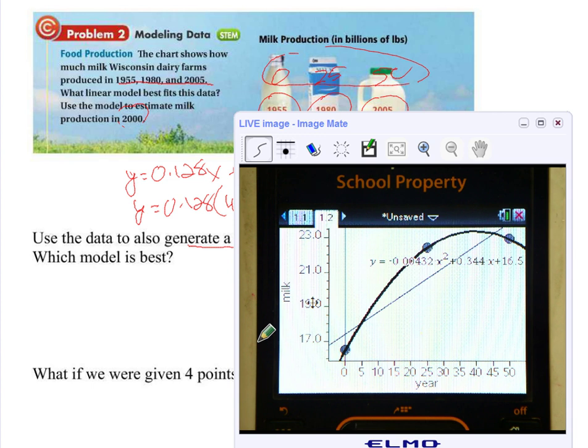Now notice that I was only given 3 ordered pairs, and I have a parabola, so we knew, or we should know, that that parabola is going to go exactly through all 3 points that were given. So I want to write this equation down. It's going to take me a minute to remember all of it, 0.00432x squared.